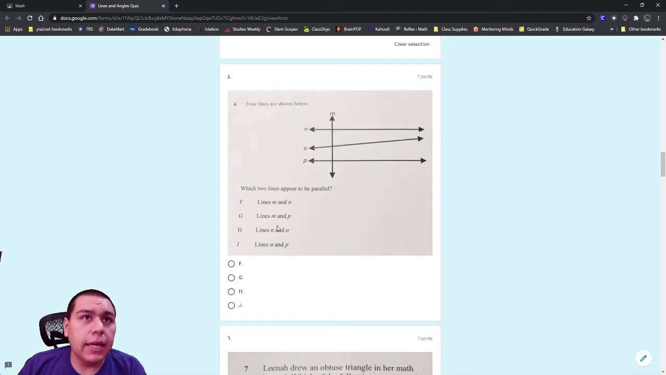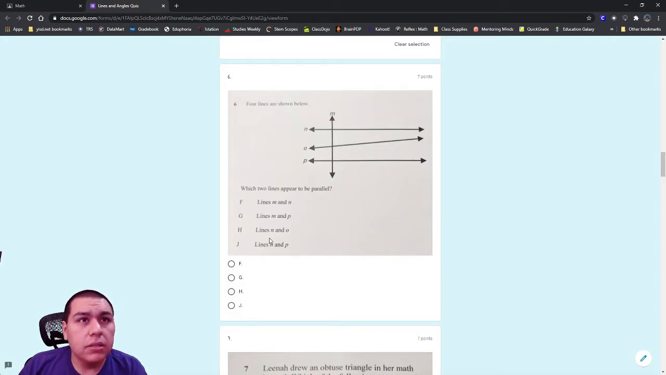G says lines M and P. Here's line M. Here's line P. Again, shouldn't have picked that one. I can see they cross. H, lines N and O. I don't see them crossing, but if I take a look at those arrows and the way they're pointing, I know that right here they're already very close, and if I stretch those lines out just a little bit, they're going to end up crossing. They're going to run into each other.